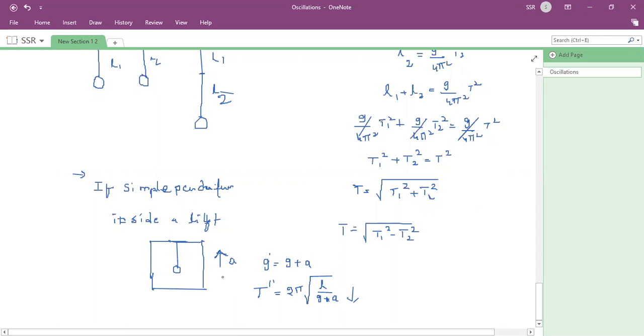Suppose the lift is moving downwards with an acceleration A, g then becomes g minus a. T double dash is equal to 2 pi root L by g minus a. Very good.